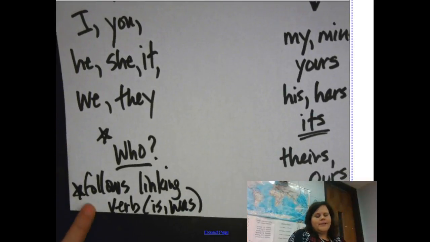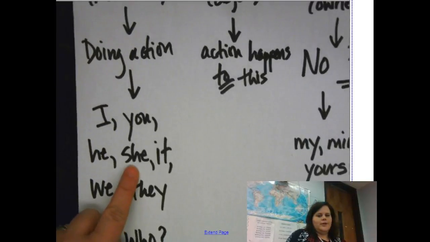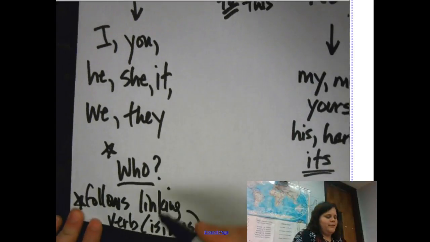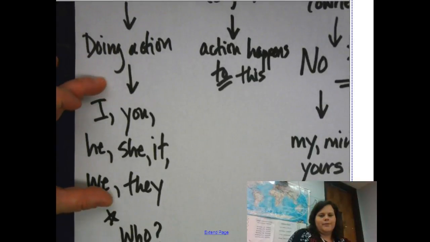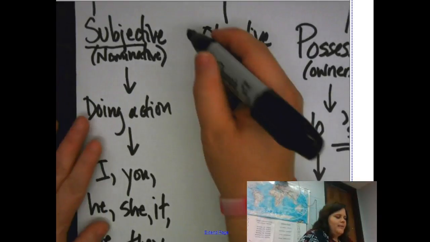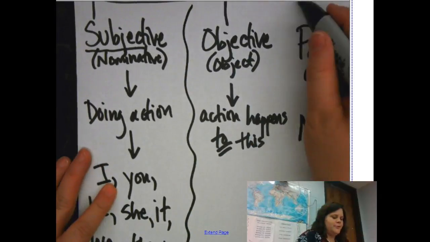So this is why, if someone calls and they say, is this Mrs. Childress? You would say, this is she, not this is her. It's a weird rule. But if it follows a linking verb like is and was, you got to use a subject pronoun. I'm going to kind of draw a little line right here. You should do the same so we keep ourselves organized.